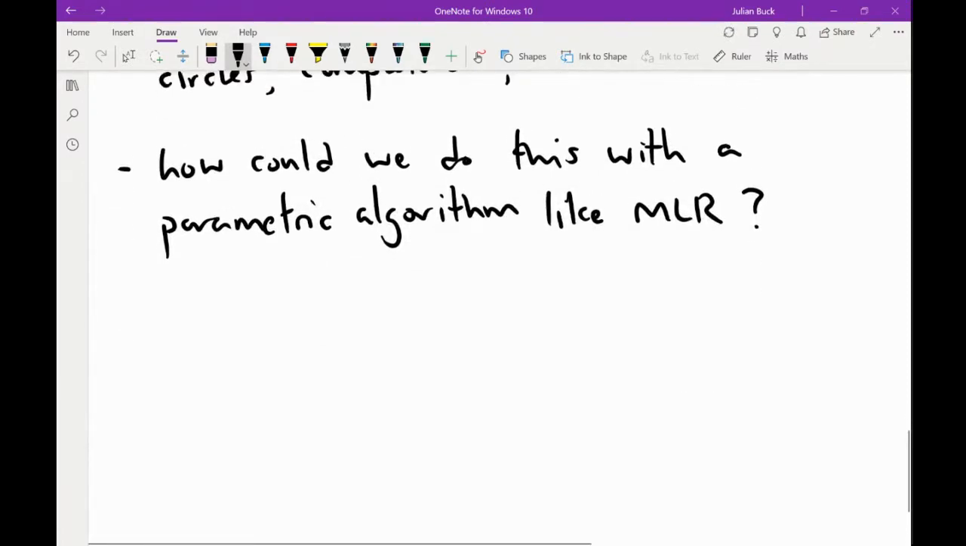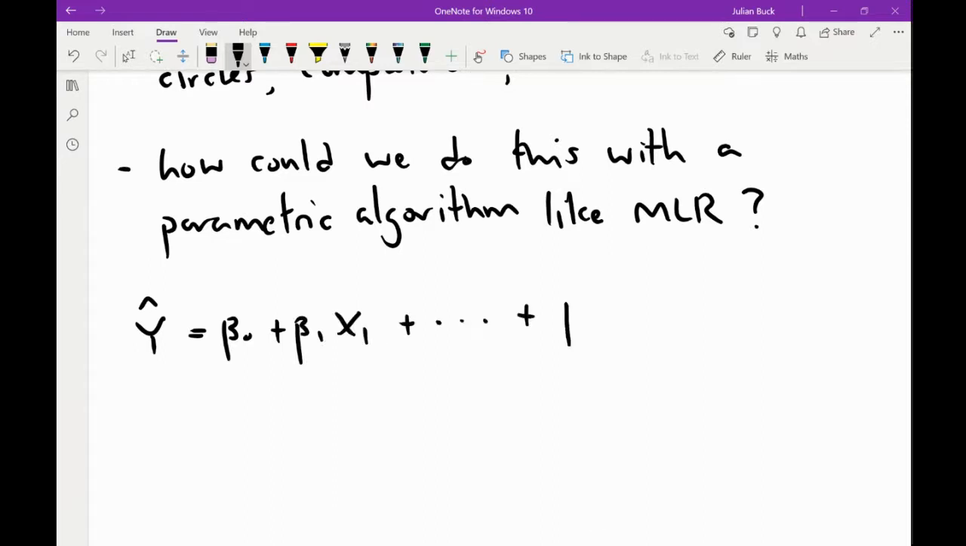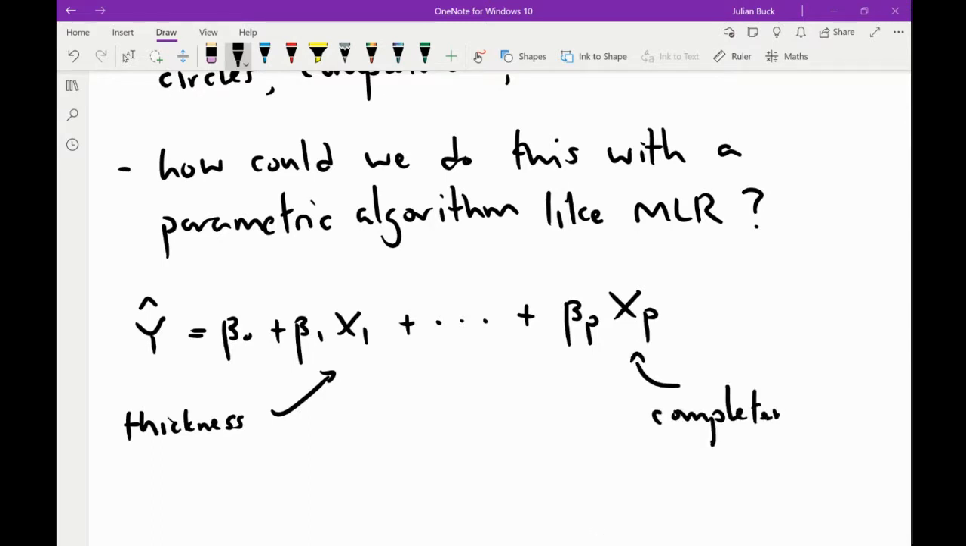Okay, so let's just write down a multiple linear regression model. Y hat equals beta 0 plus beta 1 x1, where x1 is some feature, plus dot dot dot plus beta p xp. Let's say that x1 is thickness. We're going to say one of our features is going to be thickness. Let's say that xp here at the end is completeness.